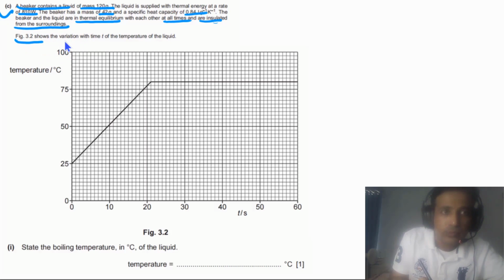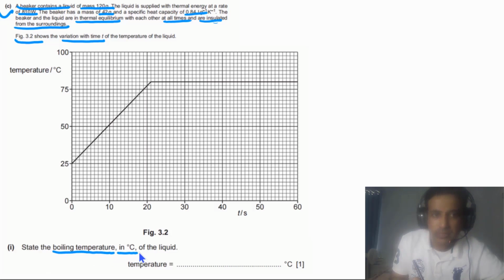Figure 3.2 shows the variation with time t of the temperature of the liquid. For part C1, we need to state the boiling temperature in degrees Celsius of the liquid. If you look at the given graph, we increase the temperature of the liquid, then the temperature of the liquid stays constant. It means this point is the boiling point, because here the phase is changing.